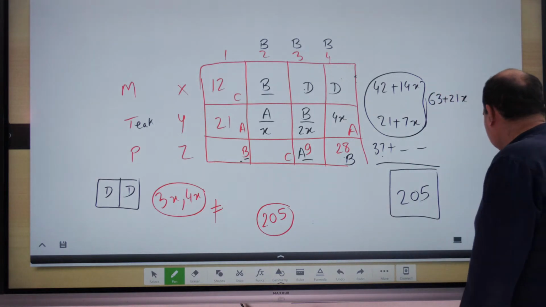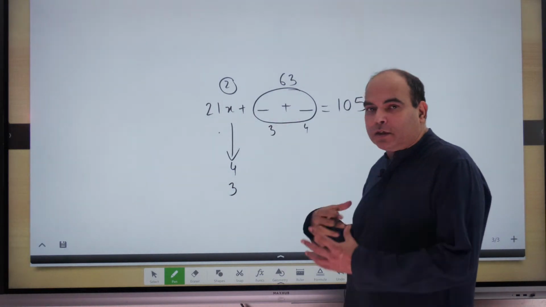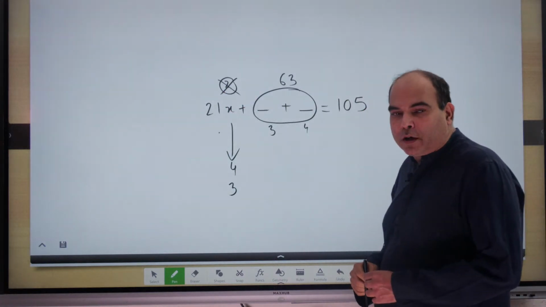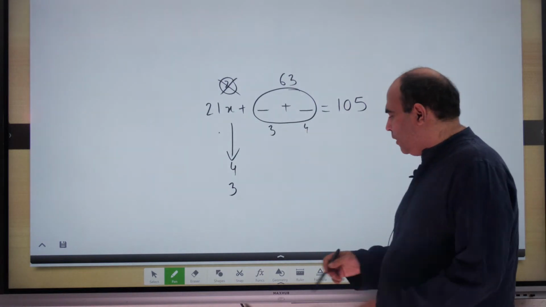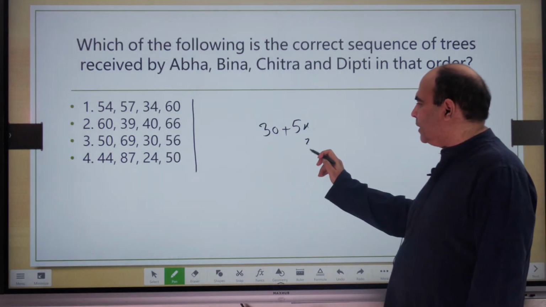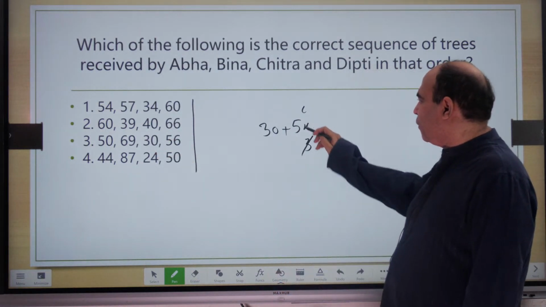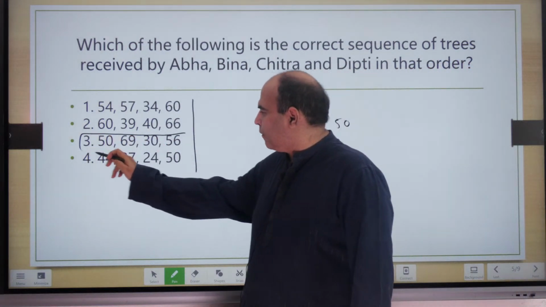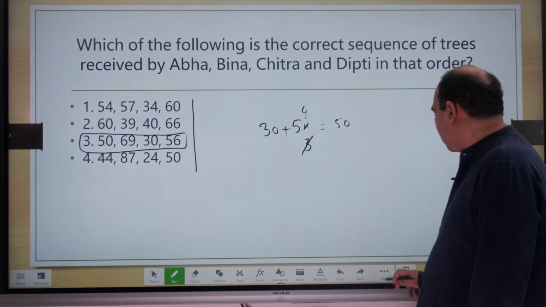So from this thinking, I have already realized, even at this point, and this is just a self-generated thought in this question, that 2 won't work here. So the values I am thinking about for x are 3 or 4. If you had chanced upon this value, 30 plus 5x with x as 3 goes to 45, it's not in the options. And 30 plus 5x with x as 4 goes to 50. That means these are the number of trees that those 4 people have: 50, 69, 30 and 56.